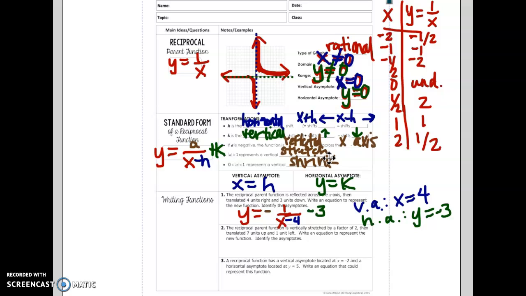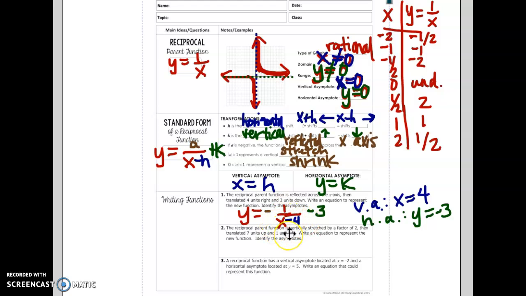All right, so number 1, it says the reciprocal parent function is reflected across the x-axis, then translated 4 units right and 3 units down. Write an equation to represent the new function and identify the asymptotes. So I'm going to start with reflected across the x-axis. I know then that there's going to be a negative for my a value. It doesn't say anything else about a stretch or a shrink, so I'm going to keep my a value as 1.